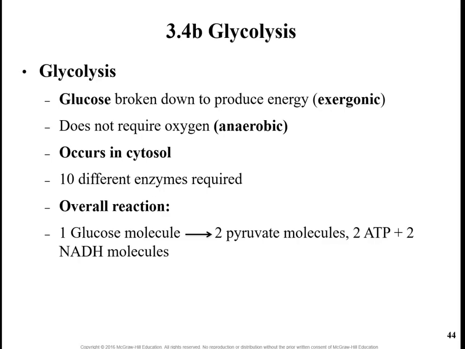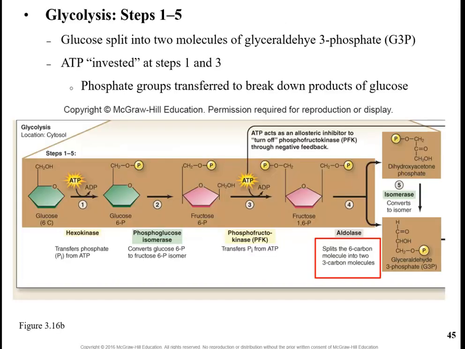Glycolysis, the first step. Glucose is broken down to produce energy, so this is exergonic. It does not require oxygen, so it is an anaerobic process. It occurs in the cytosol. This is important to know. There will be questions asking you where these metabolic pathways occur. There are 10 different enzymes required for glycolysis, and the overall reaction is one glucose molecule goes to two pyruvate molecules, two net ATP, and two NADH molecules.